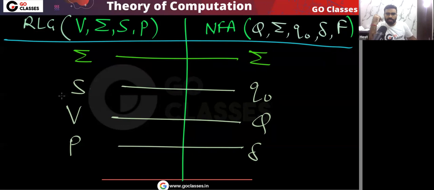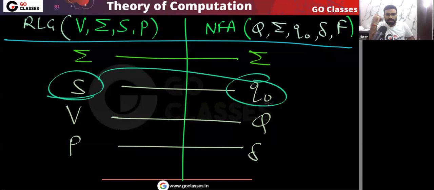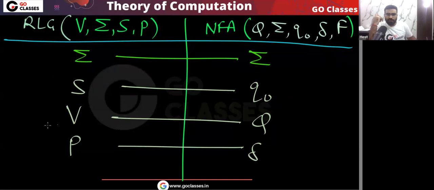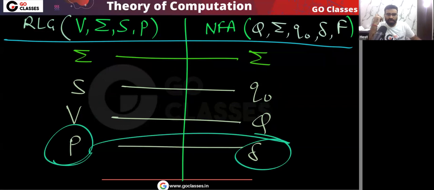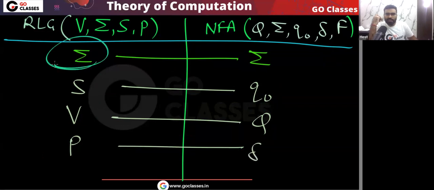Is this clear? So you can easily see the start variable of the grammar will basically behave like the start state of the NFA. The variables of the grammar will behave like states of the NFA. The production rules will behave like transition rules of the NFA. And the alphabet symbols, the terminals, will behave like alphabet symbols. So this is the idea. Now let's see how to convert this. If you have a right linear grammar and if you have an NFA, then how to convert them to each other. We want to convert NFA to grammar and grammar to NFA.